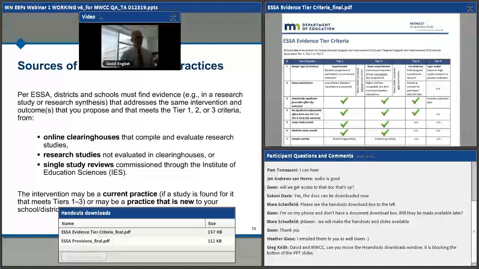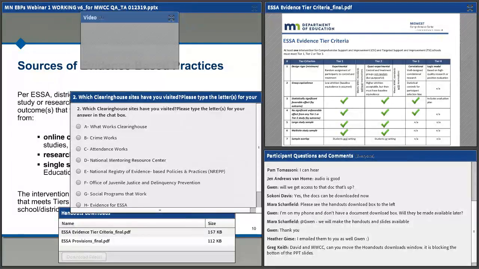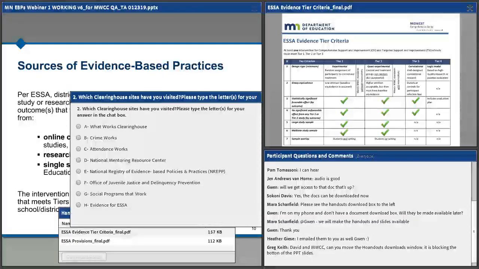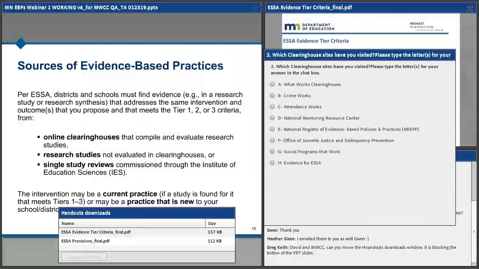So I just wanted to stop for a moment and ask you a poll question, which is, what clearinghouses have you used on your own already? There it goes, there's a poll question. Which clearinghouses have you used so far? And if you could just input your answer to that, we can monitor that, and that'll help us as we go along. Could you move that to the right side of the screen for me?